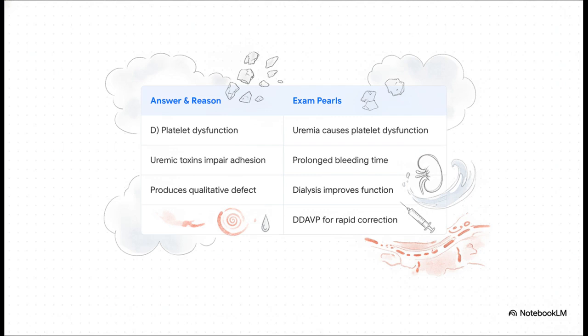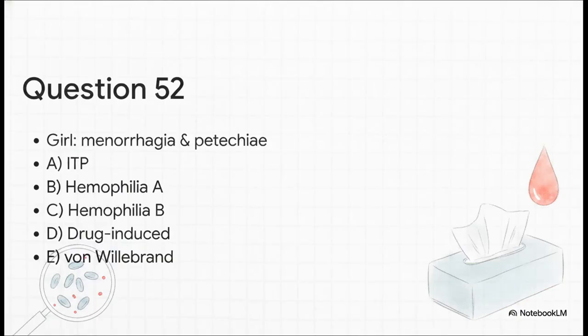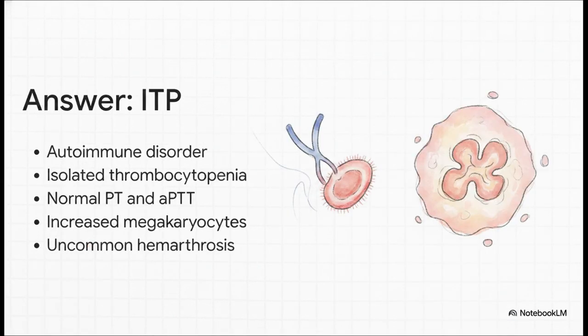Mucosal bleeding. A young girl presents with menorrhagia, epistaxis, petechiae, and thrombocytopenia. What is the most likely diagnosis? A. Idiopathic thrombocytopenic purpura, or ITP. B. Hemophilia A. C. Hemophilia B. D. Drug-induced thrombocytopenia, or E. Von Willebrand disease. And the answer is A.